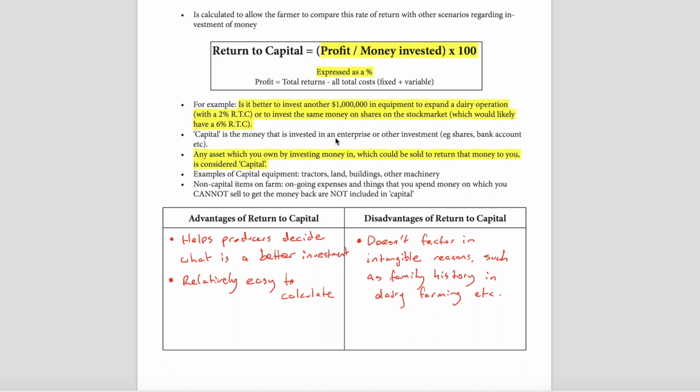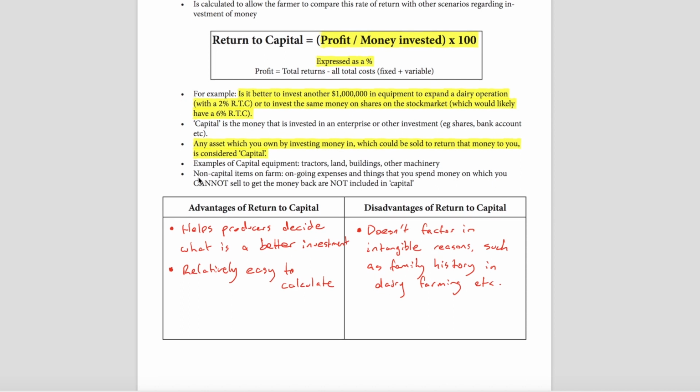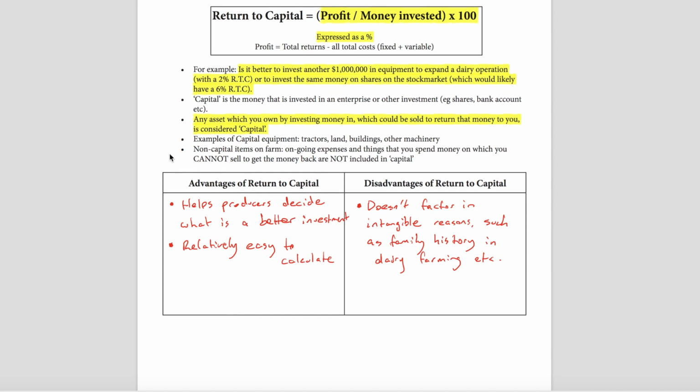So capital is basically the money that's been invested in something, which you can usually return. So if you buy new land and you spend $1 million on that land, that's capital because you can get that money back. However, if you can't sell that thing, then it's not considered capital. So ongoing expenses, if you have to buy drench or you have to buy feed for your animals, you can't sell that afterwards and make the money back. So it's not considered capital expenditure. So capital is anything you invest in which you can then make money out of in the future.